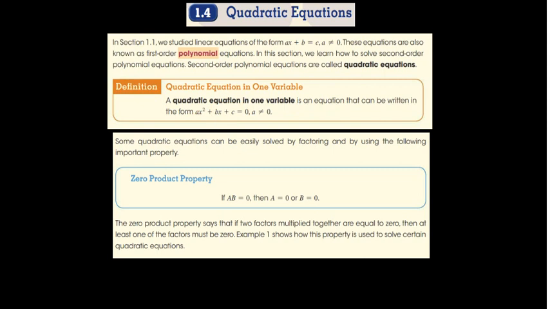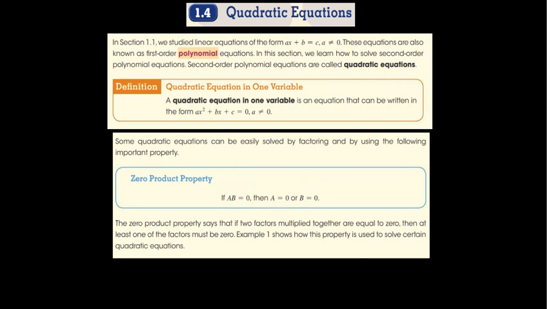Okay. Now, down here, some quadratic equations can be easily solved by factoring and by using only the important property, the zero product property. Okay. Now, zero product property is honestly probably the most important thing we're going to learn in terms of solving polynomials, because what it does, it tells us that if we have some a times b and we can equate it to 0, then we know either a is equal to 0 or b is equal to 0. Okay, it is how we solve these quadratic equations. And of course you've done this before, so hopefully it's nothing new for you.